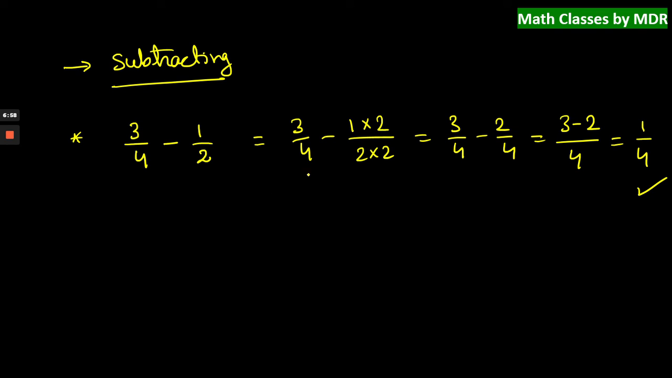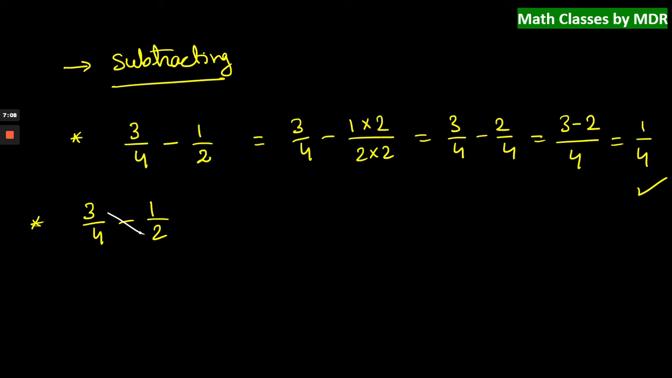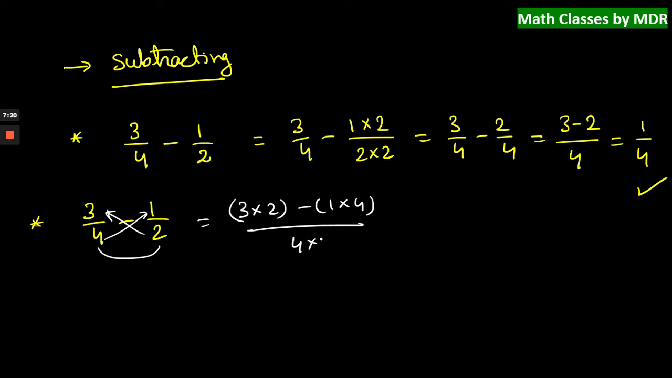Right? So now let us use the second method. What is the second method? Just cross multiply the numbers. So cross multiply 3 and 2, 4 and 1, 4 and 2. So 3 into 2 minus 1 into 4 over 4 into 2. So this is 6 minus 4 by 8, which is equal to 2 by 8. So you can cut the 2 into 8, so that 1 by 4.